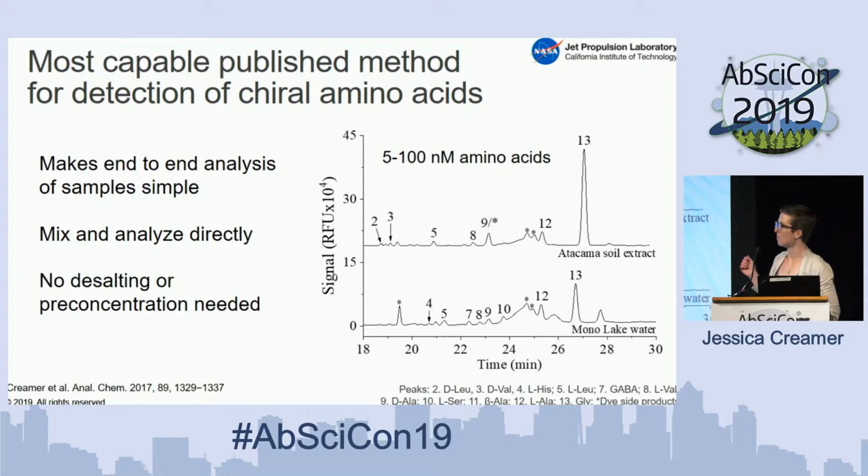In fact, we're able to look at a variety of different samples. Here I see Mono Lake water and Atacama soil extract, and we can see very low concentrations of amino acids in these samples, even though there's a variety of different salts and other things in the matrix.